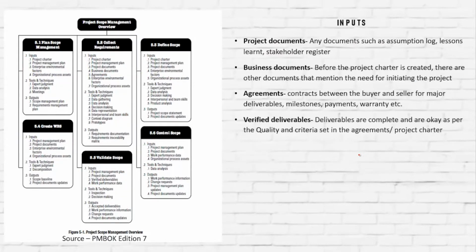Next is project documents. Any of the documents can be the input, such as assumption log or lesson learned or the stakeholder register. Next is business documents. Before the project charter is created, so we know that project charter is a document that provides a green light for us to go ahead with the project.